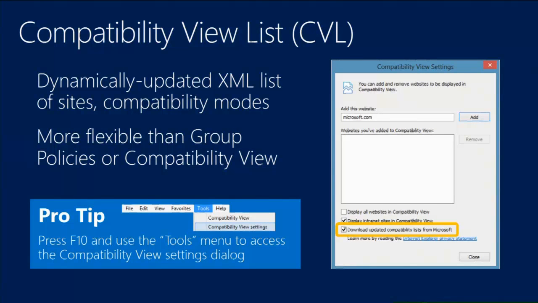If you add a site to compatibility view using a group policy, and I'll show you how to do that in a moment, or if a site is in a compatibility mode through the CVL, it will not show up on this list. This is a list for this particular user. So it doesn't show up on the list, but it's still something we can look at and see what mode it's actually being rendered in.